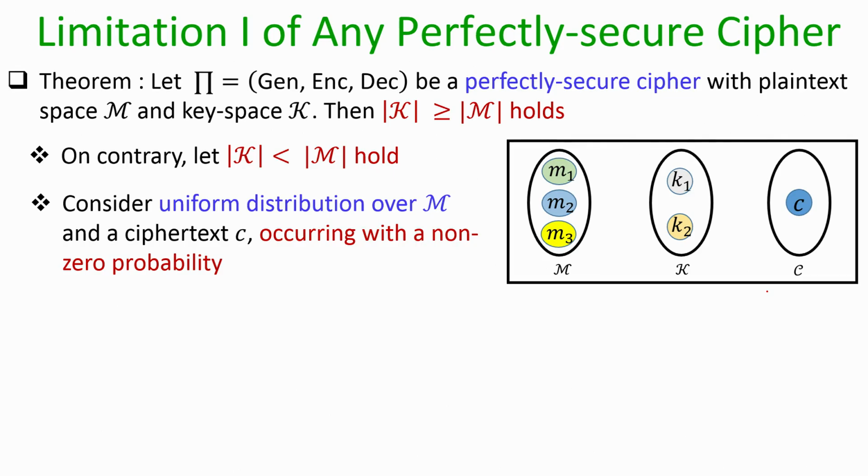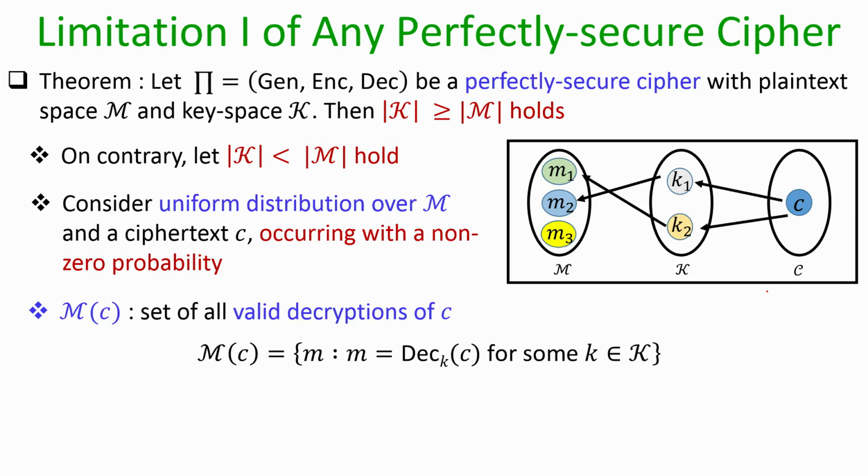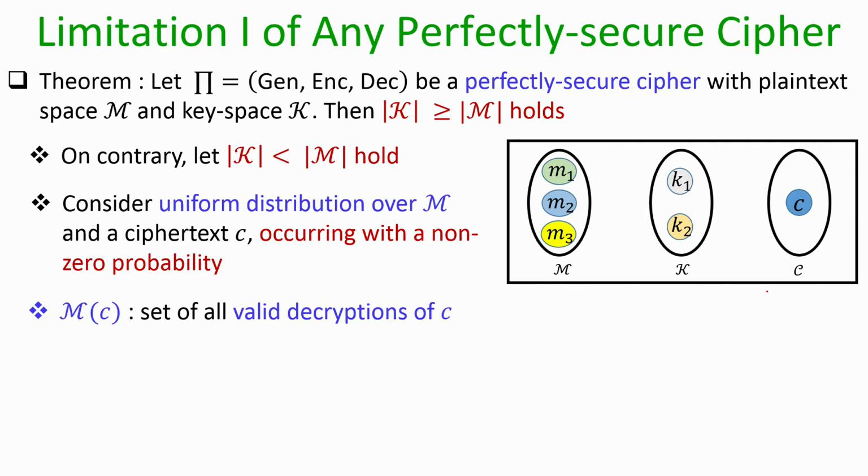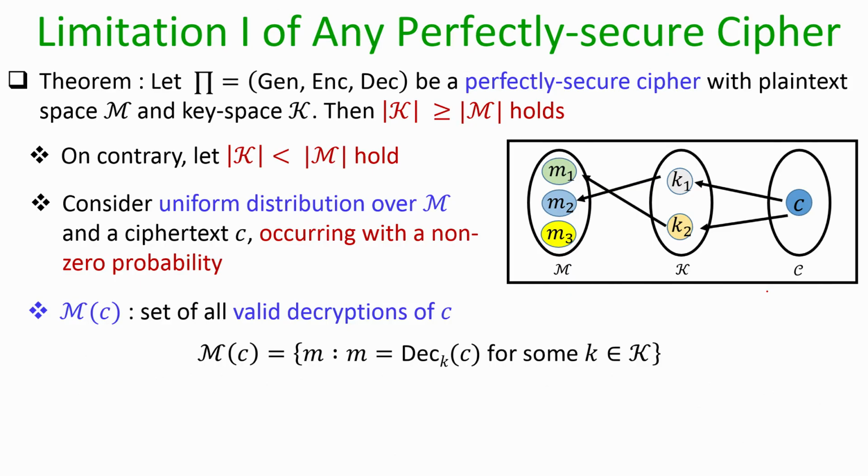Now you consider the uniform probability distribution over the message space. That means you consider a scenario where the sender could have encrypted any of these 3 possible messages with equal probability, and you consider a ciphertext whose probability of occurrence is non-zero. So, now let me define the set M of C, which is the set of all valid decryptions of the ciphertext C. Namely, M of C consists of all plain texts M from the plain text space, which I can obtain by decrypting the ciphertext C under different candidate keys from the key space.